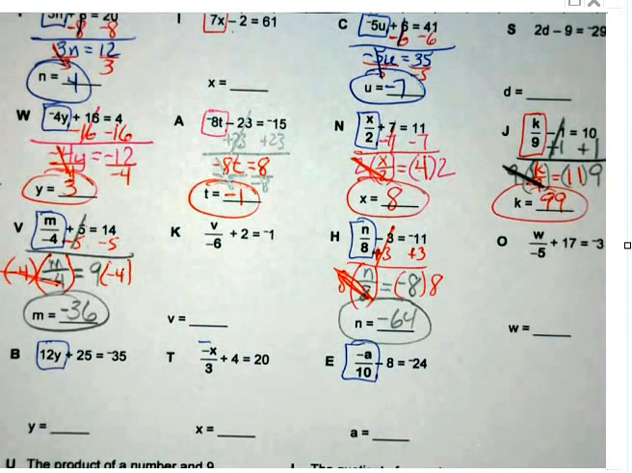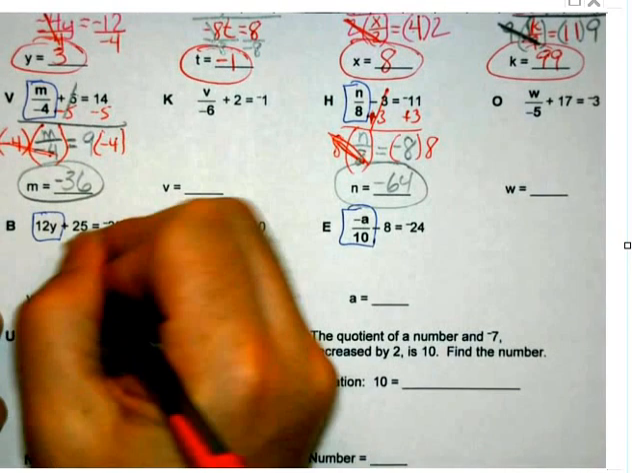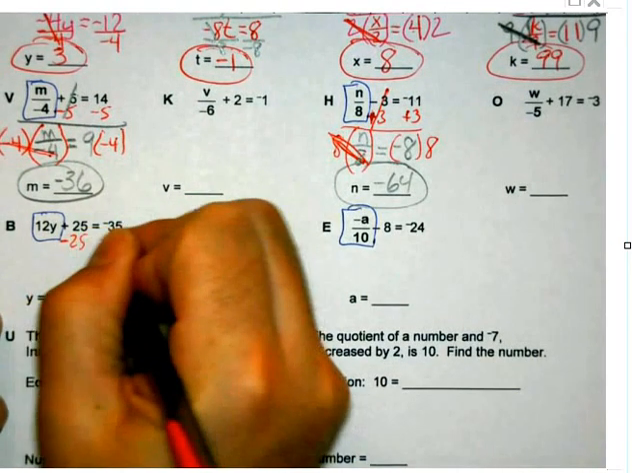I'm getting there. We're almost there. Letter B is up next. So, what do I have to do first for letter B? Minus the 25. Because I see the plus, I got a minus.